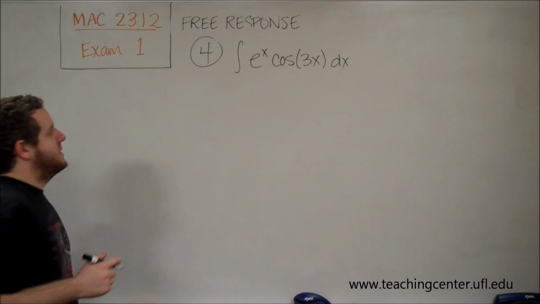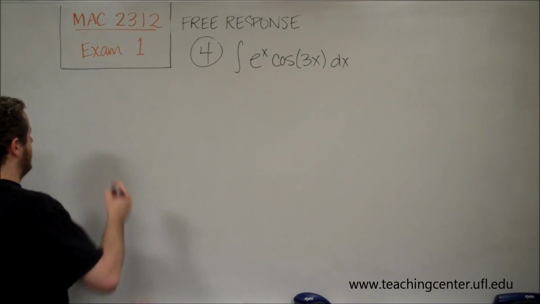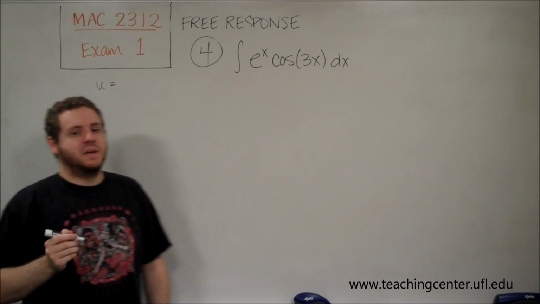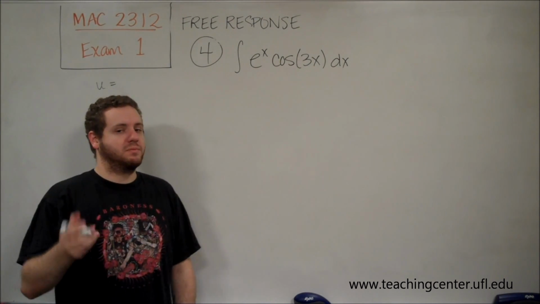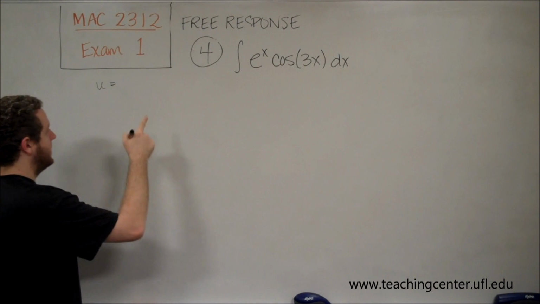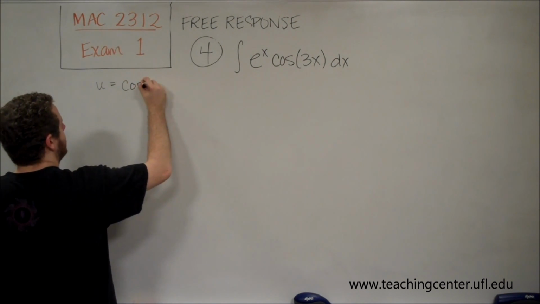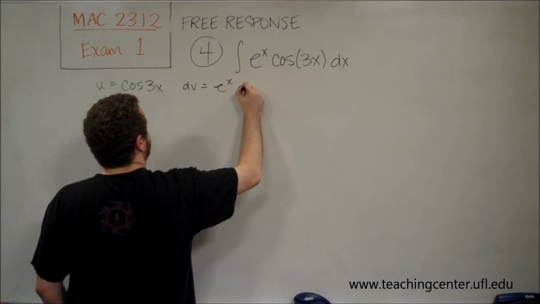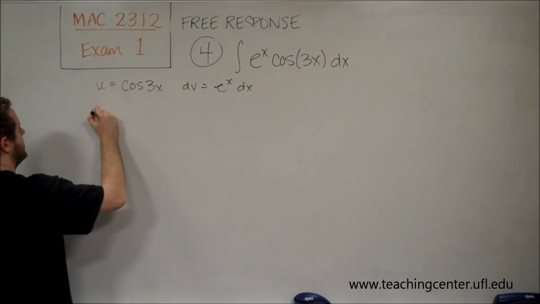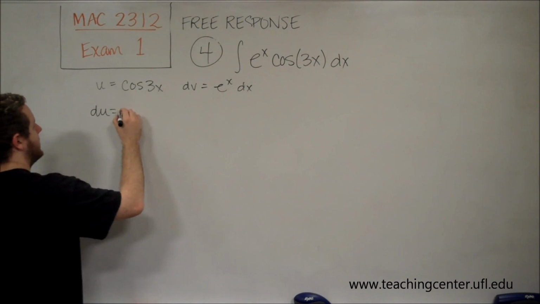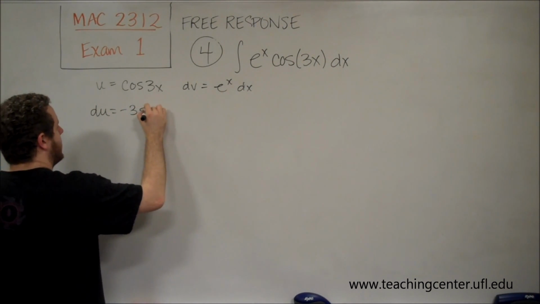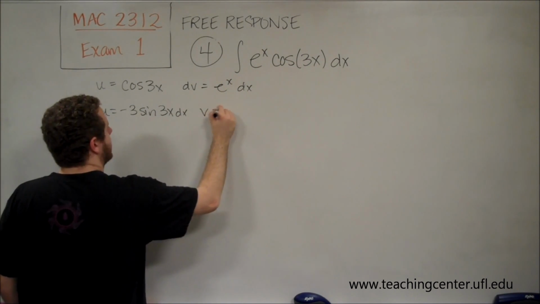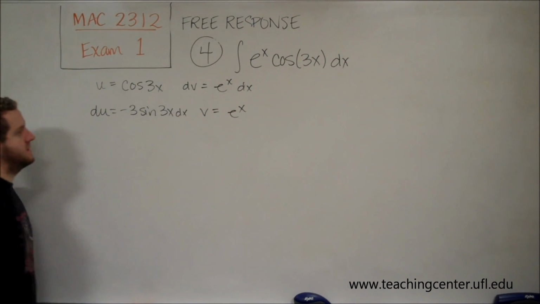So the first thing we want to do is the first step of integration by parts. It doesn't matter which one you set, u and dv. I just always prefer to have the exponentials as the dv. So we have u equals cosine 3x, dv equals e to the x dx. Therefore, our du, the derivative of this, would be negative 3 sine 3x dx. And our v is just then e to the x.